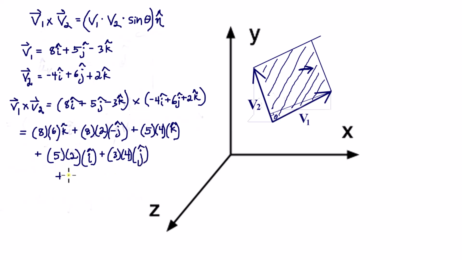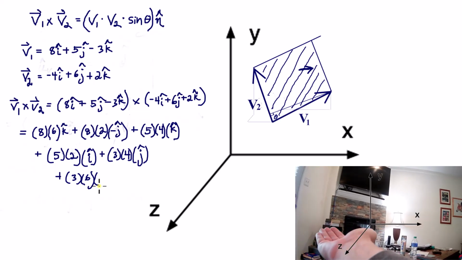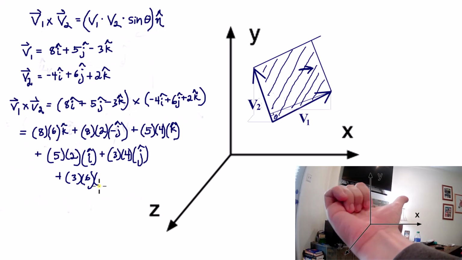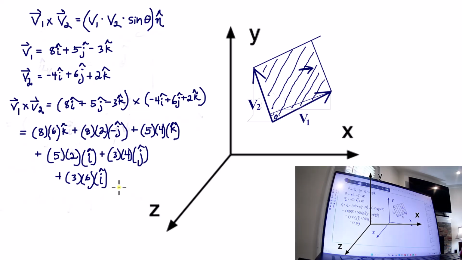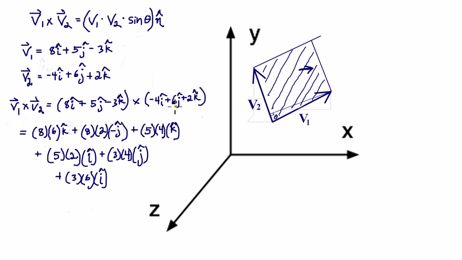Okay. Minus 3 k hat cross 6 j hat. So just put a 3, put a 6. Now cross minus k hat with positive j hat. Minus k hat, positive j hat, positive i hat. Okay. Minus 3 k hat cross 2 k hat. k hat cross k hat is 0. Okay, so now let's write all this out.